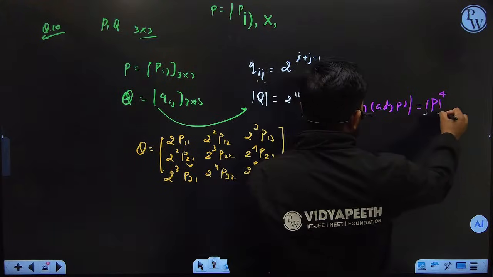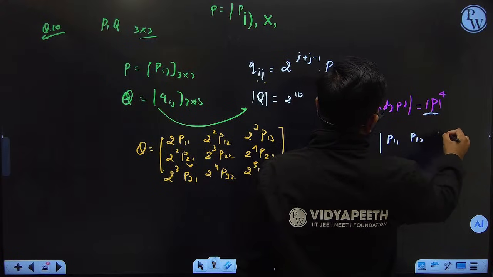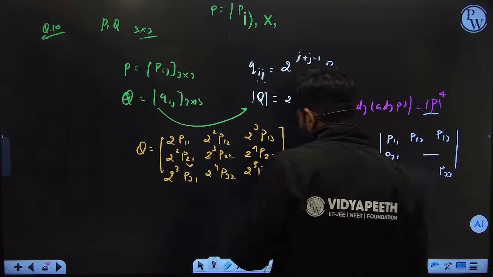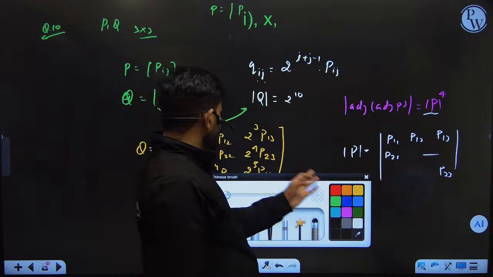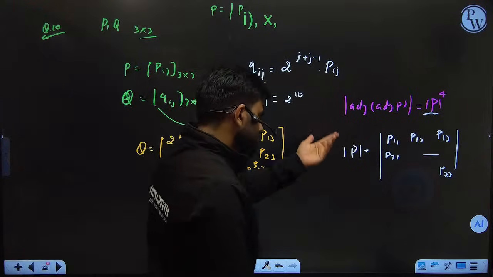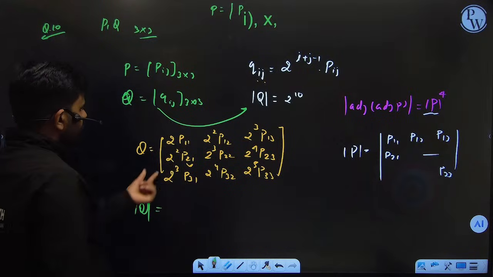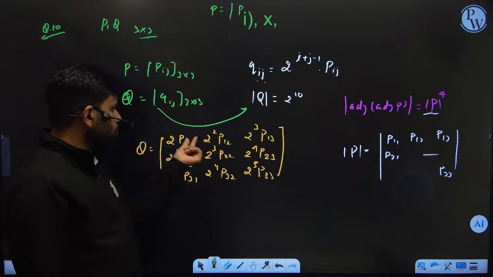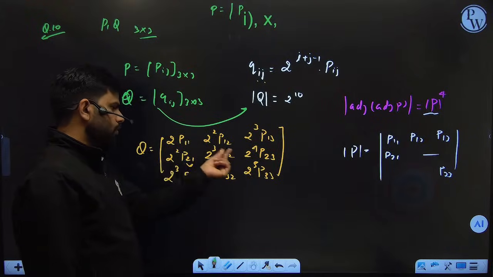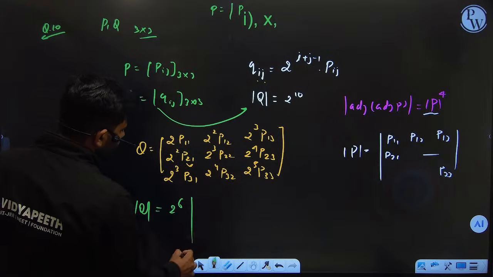Now what is the determinant of P? The determinant of P is nothing but P11, P12, P13, P21 and up to P33. So we need to remove all these 2's. If we remove all these 2's, we will get the determinant of P. So in the determinant of Q, I will take 2 common from the first row, 2 power 2 from the second row, 2 power 3 from the third row. So a total of 6 2's will be taken as common.